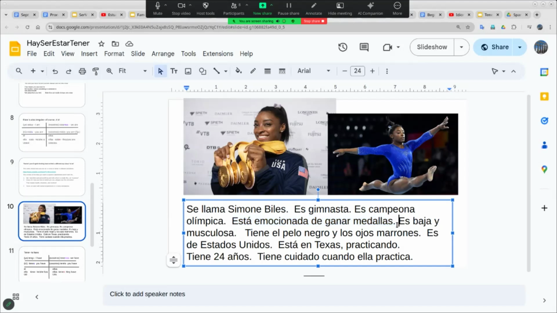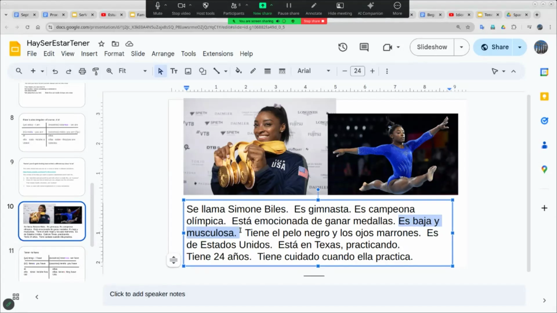Okay? Now I'm going to talk about something that identifies her with a description. But it's a description of what she's like all the time. Not an emotion, not health, but, ooh, you look like this. Es baja, short, y musculosa, muscular. These are descriptions that are part of physically what she is like.